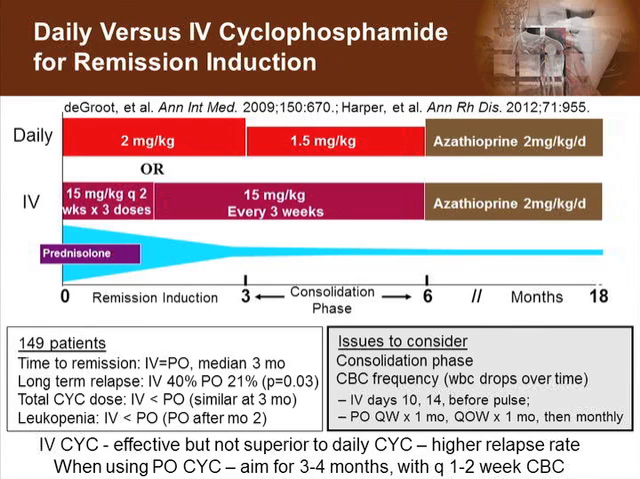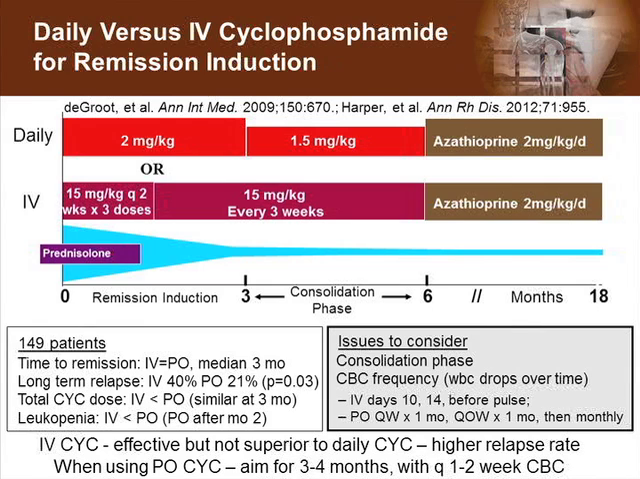In terms of long-term relapse, longer-term studies have demonstrated a higher rate of relapse in those who received intravenous as compared to daily cyclophosphamide. Those who received intermittent cyclophosphamide had a lower total cyclophosphamide dose, although this was comparable at 3 months prior to the consolidation phase. And there was also a higher rate of leukopenia in those who received daily cyclophosphamide. This may have been influenced by the frequency of CBC monitoring, which was increased over time.